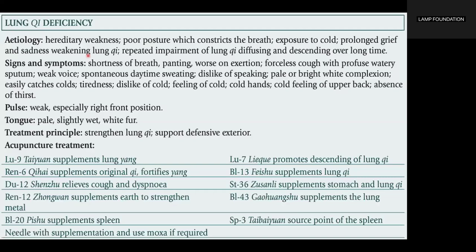So the etiology of lung qi deficiency would be hereditary weakness, poor posture which constricts the breath, exposure to cold, prolonged grief and sadness weakening the lung qi, repeated impairment of lung qi diffusing and descending over a long time. Signs and symptoms: shortness of breath, panting, worse on exertion, forceless cough with profuse watery sputum, weak voice, spontaneous daytime sweating, dislike of speaking, pale or bright white complexion, easily catches colds, tiredness, dislike of cold, feeling of cold, cold hands, cold feeling of upper back, absence of thirst.